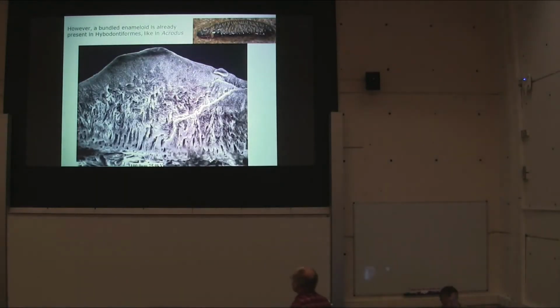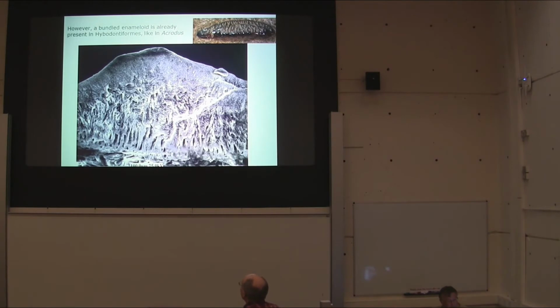Now we have a number of problems with that. The first one: when you look at the typical hybodontiform teeth, like for example Acrodus here, you can see that maybe we were a bit too quick to say that it was a single crystallite enameloid. There is a thick layer with only single crystallites without any preferential orientation. But if you see what is happening in the lower part, they tend to form very short bundles, so you still have something here which is a bundled enameloid.